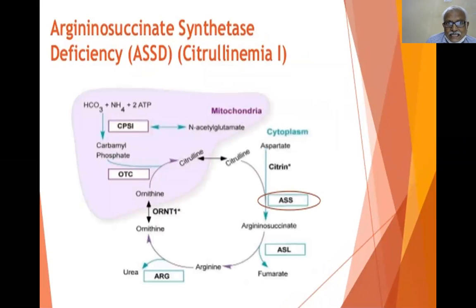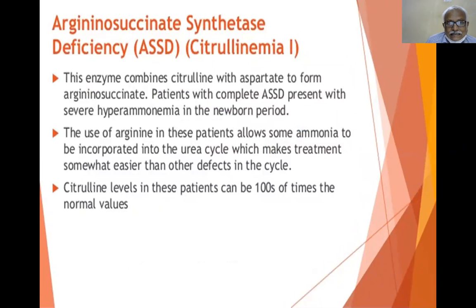Argininosuccinate synthetase deficiency, ASSD, that is known as citrullinemia 1. So argininosuccinate synthetase deficiency, ASSD, citrullinemia 1. This enzyme combines citrulline with aspartate to form argininosuccinate. Patients with complete ASSD present with severe hyperammonemia in the newborn period. The use of arginine in these patients allows some ammonia to be incorporated into the urea cycle, which makes treatment somewhat easier than other defects in the cycle.